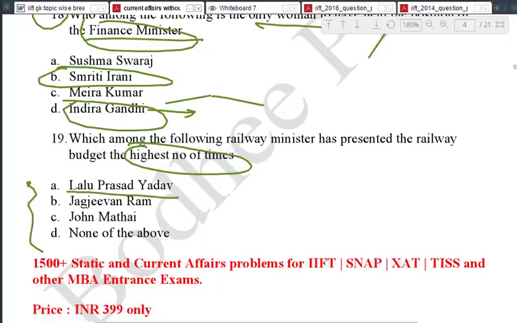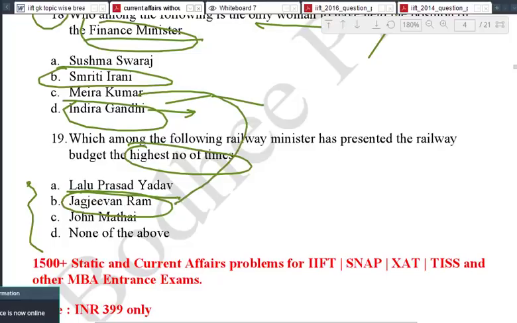Lalu Prasad Yadav, are you sure about it? He has presented the highest number of times? No. Lalu Prasad is not the highest number of times. Meera Kumar's father, Jagjeevan Ram. You know who is Meera Kumar? She was the speaker last time. And this year she was basically contesting the presidential elections, right? So Meera Kumar's father was Jagjeevan Ram, and he has presented the railway budget the highest number of times.